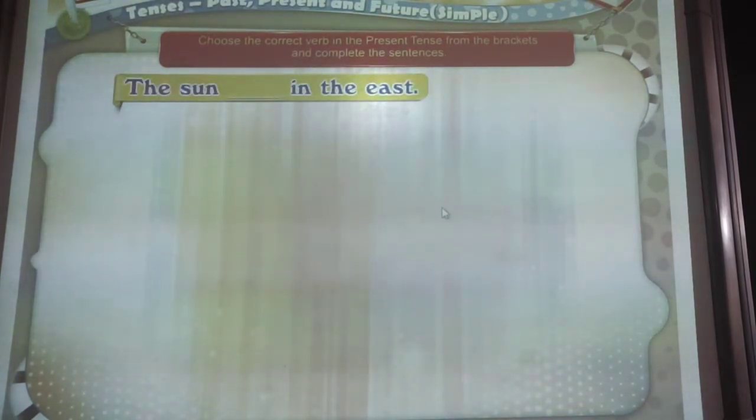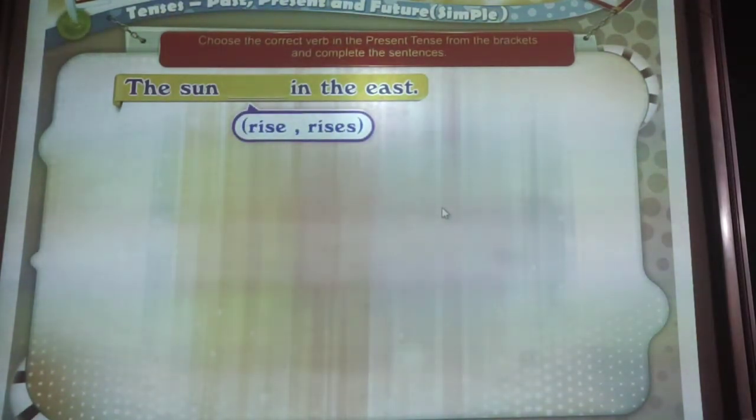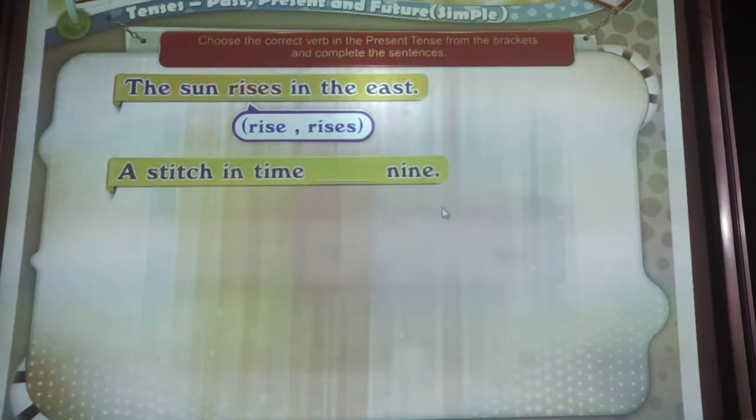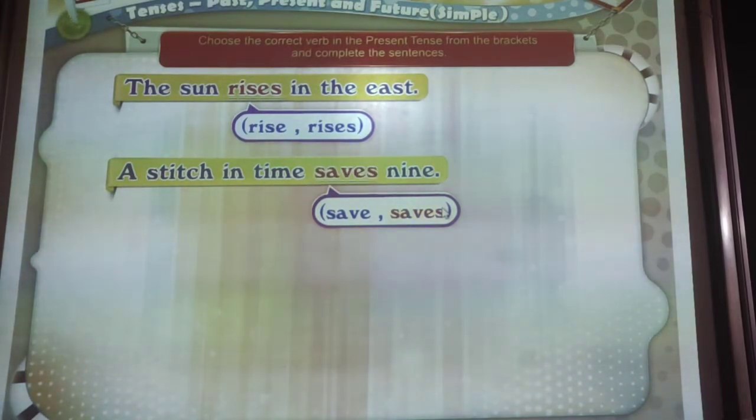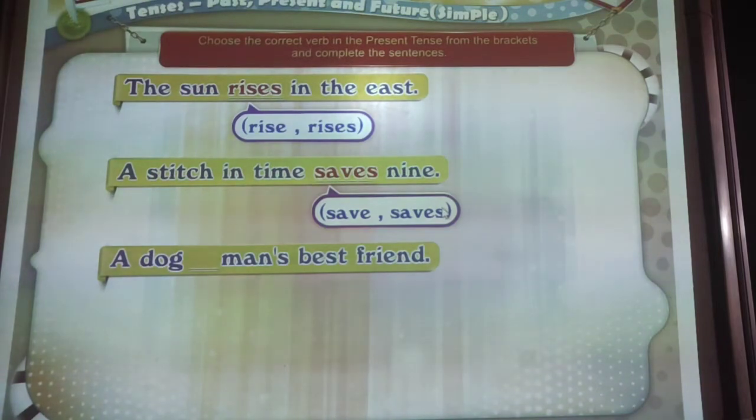Choose the correct verb in the present tense from the brackets and complete the sentences. The sun ___ in the east. Rise, rises. The sun rises in the east. A stitch in time ___ nine. Save, saves. A stitch in time saves nine. A dog ___ man's best friend. Is, are. A dog is man's best friend.